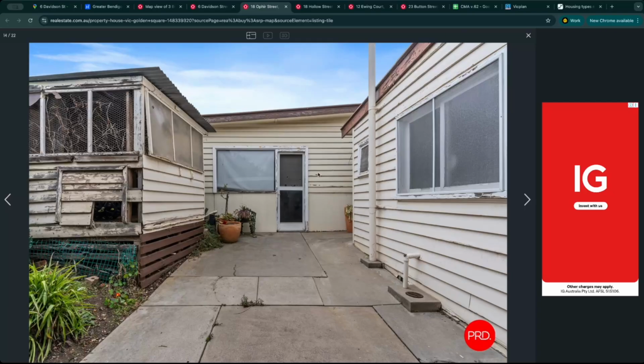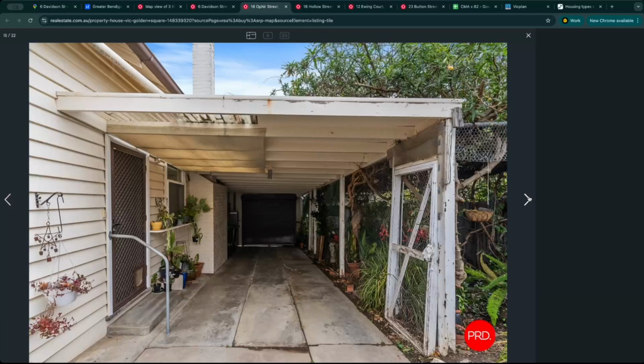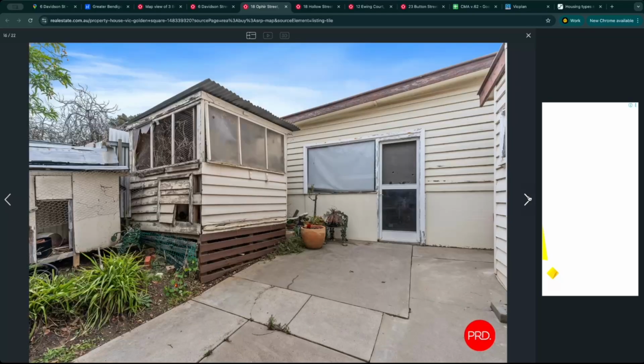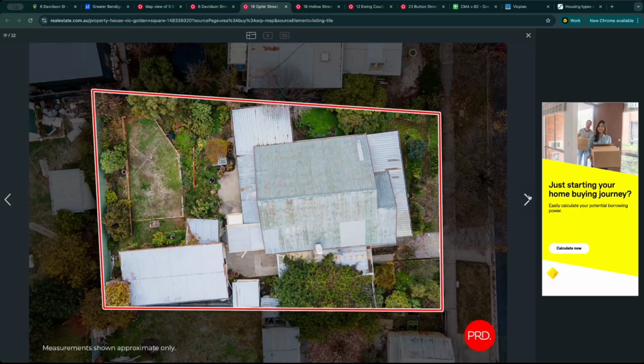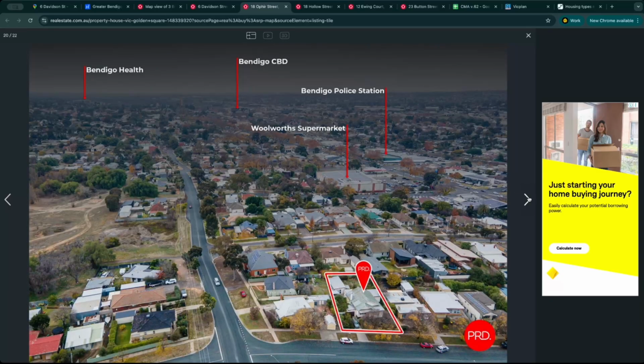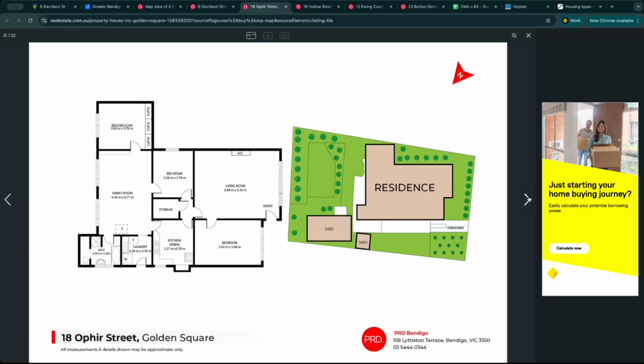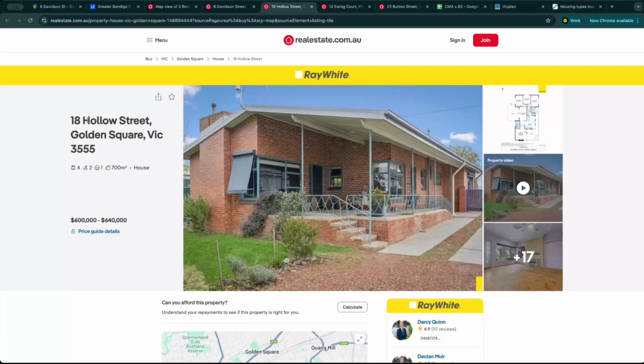Weatherboard is damaged and does need maintenance. The door frames and everything is basically falling apart. This property looks like it does need a whole lot of maintenance. Roof is probably like minimum 50 years old. Needs a new roof. But look, the location's really good. Despite that, I am just going to reject this right off the bat.